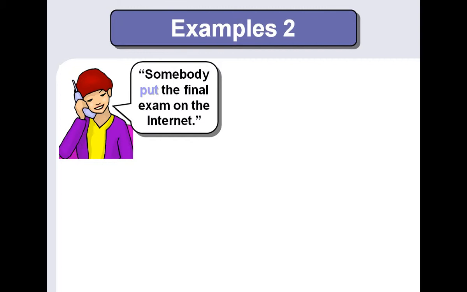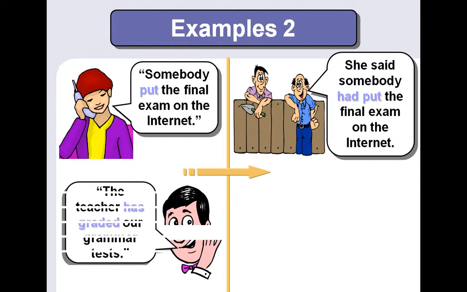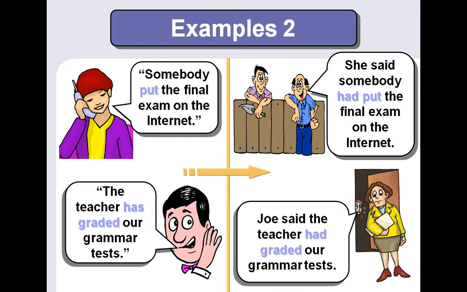Example 2. Somebody put the final exam on the internet. She said somebody had put the final exam on the internet. So the simple past put is changed to the past perfect had put. The teacher has graded our grammar tests. Joe said the teacher had graded our grammar tests. So the present perfect has graded changes to the past perfect had graded.